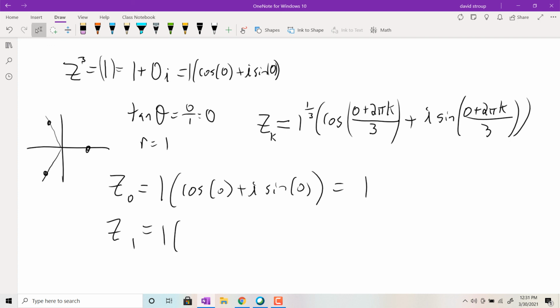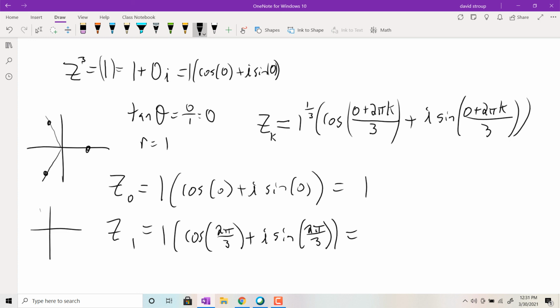Z sub 1 is 1 times cosine of 0 plus 2 pi all over 3. So that would be 2 pi over 3 plus i sine of 2 pi over 3. And then that will equal, you can just distribute the 1, and then cosine of 2 pi over 3. That's in the second quadrant, so cosine is negative, and that'll be negative 1/2, and then plus i, so sine is positive, and it'll be root 3 over 2 right there.